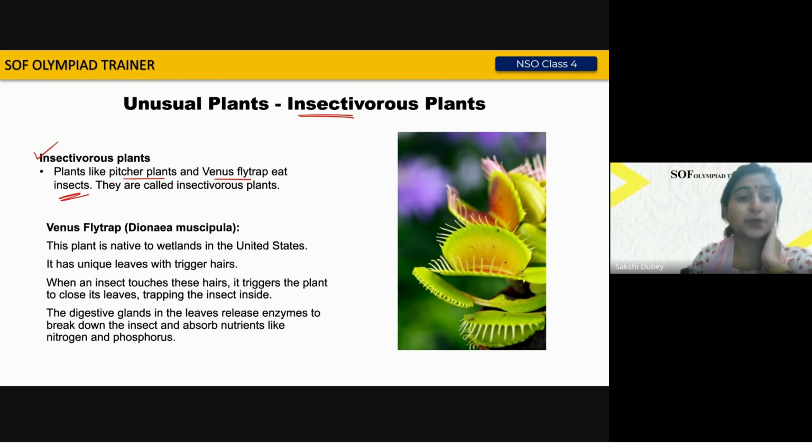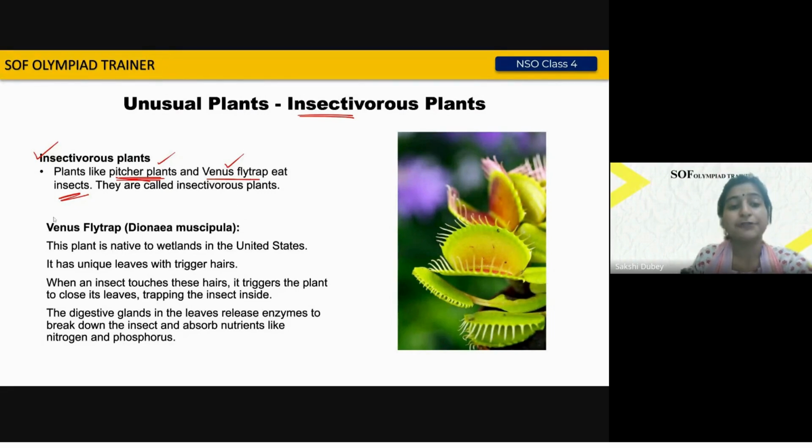So, insectivorous plants, like we just mentioned, are the plants which feed on insects. Plants like pitcher plant and Venus flytrap. These are names of the plants. Pitcher plant and Venus flytrap are examples of plants which eat insects.